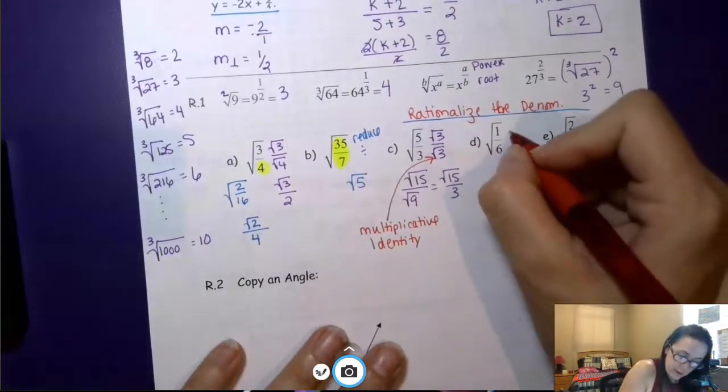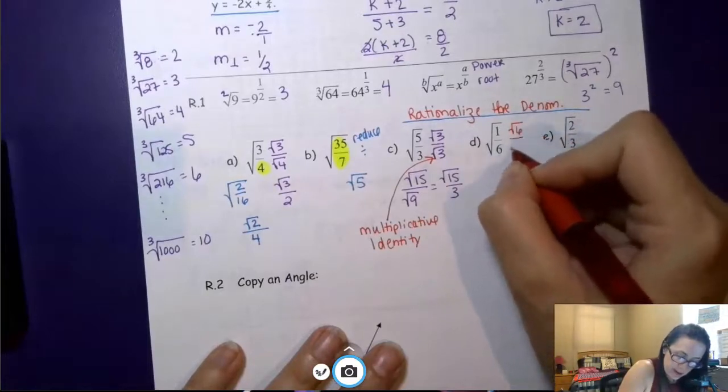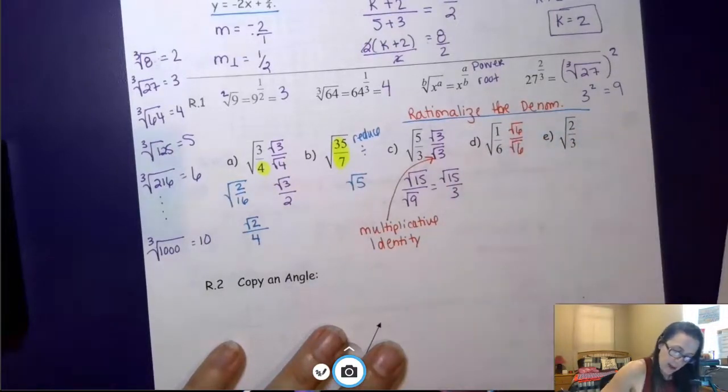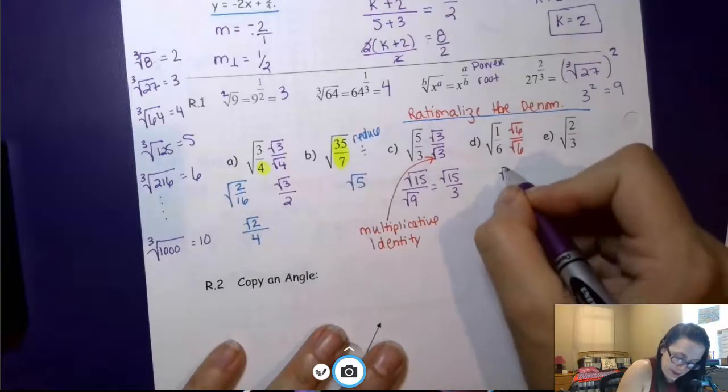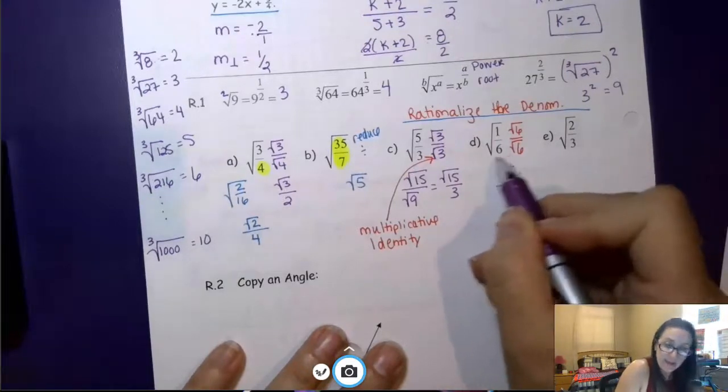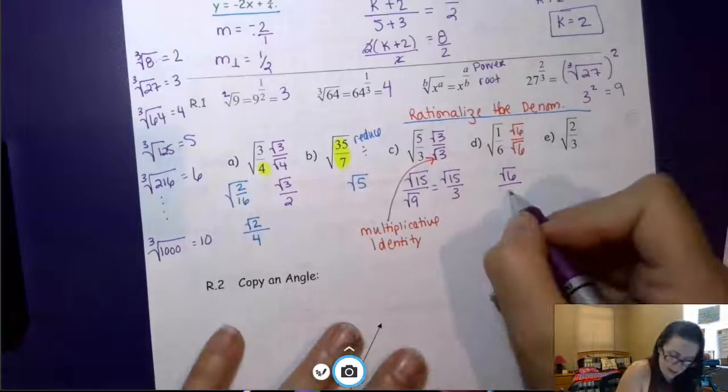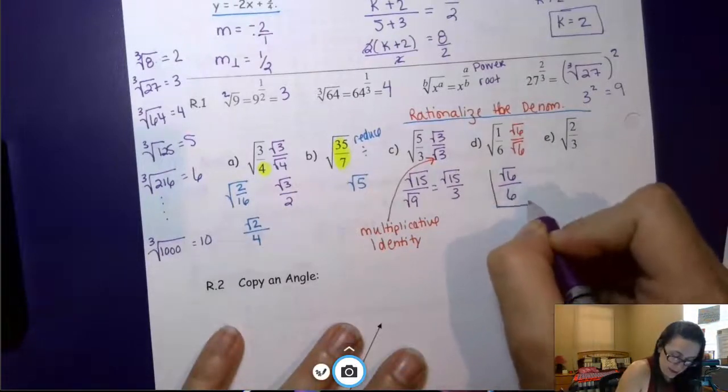So every time I do this, I'm going to multiply by root 6 over root 6. I end up with 1 times 6 up top is 6. 6 times 6 is 36. Square root of 36 is 6. So you don't have to write that stuff.